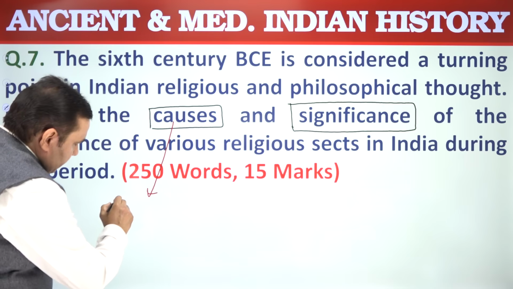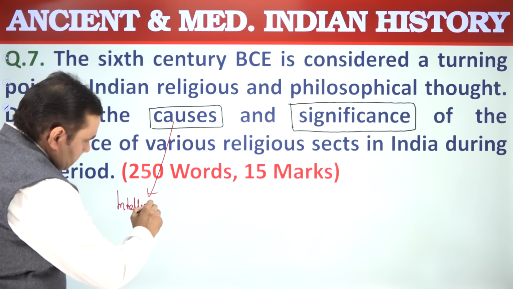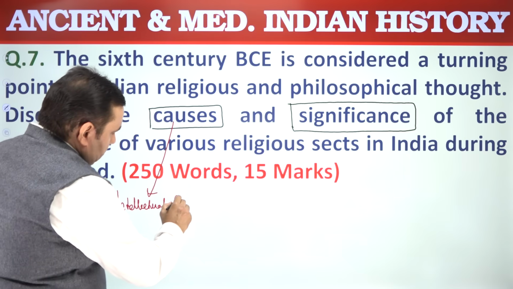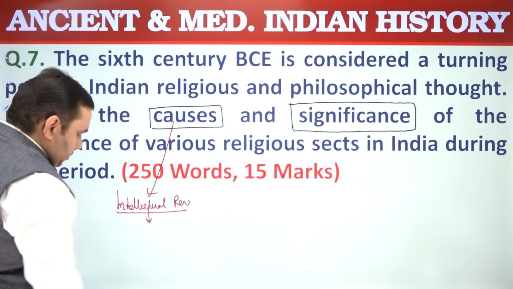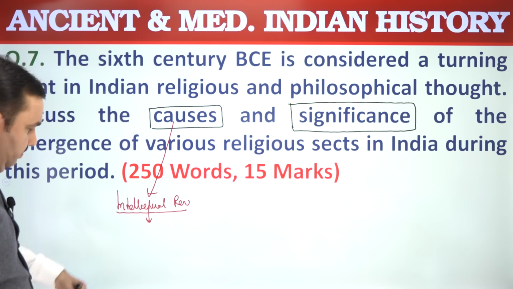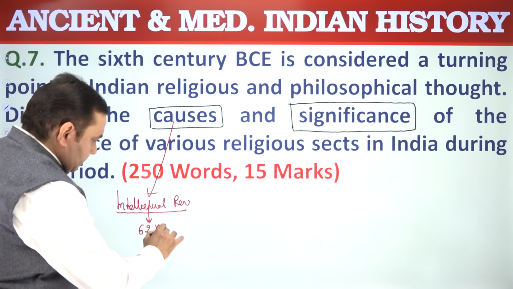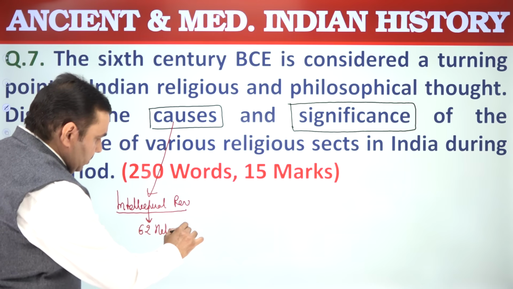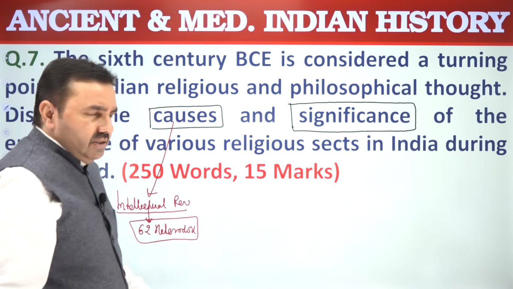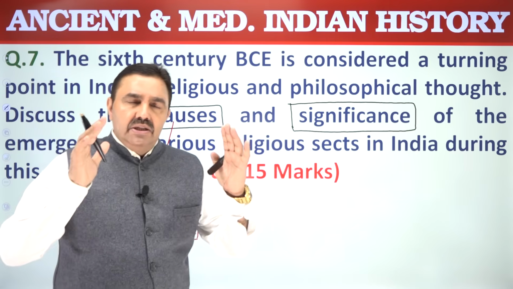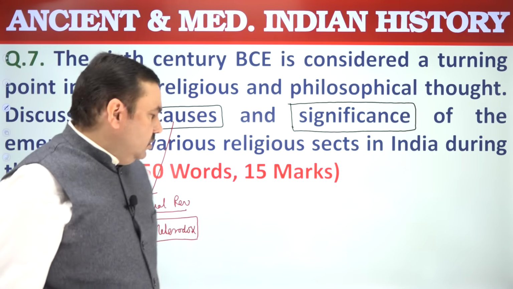The 6th century BC was the age of an intellectual revolution. A large number of different personalities rose to the occasion to produce new thoughts. 62 heterodox sects. Heterodox means non-conforming or different from the mainstream thought. 62 heterodox sects came into existence in this age. Buddhism and Jainism were the most prominent among them. This is your introduction.